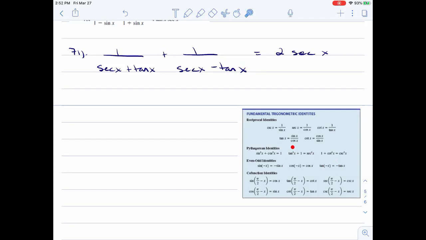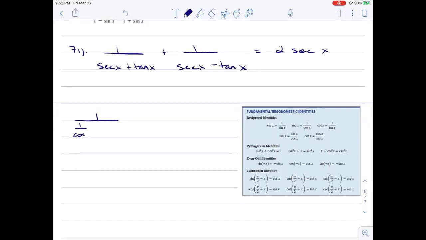I've got tan squared and secant squared. I might just go for replacing secant x with 1 over cos x and tan x with sine over cosine. See what happens, right? And that's our go-to move. So if you're scanning here and you don't really see any obvious exchange, then it's safe to make these old boring changes. So secant x I can replace with 1 over cosine of x plus tan x, which I can replace with sine x over cos x.